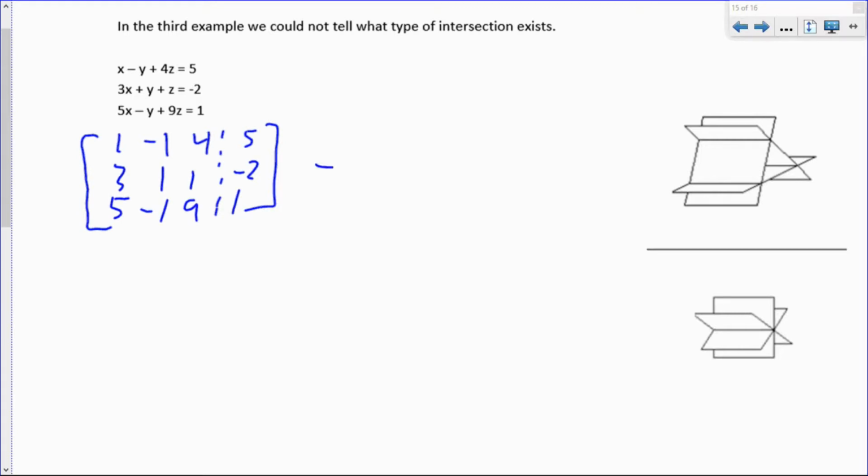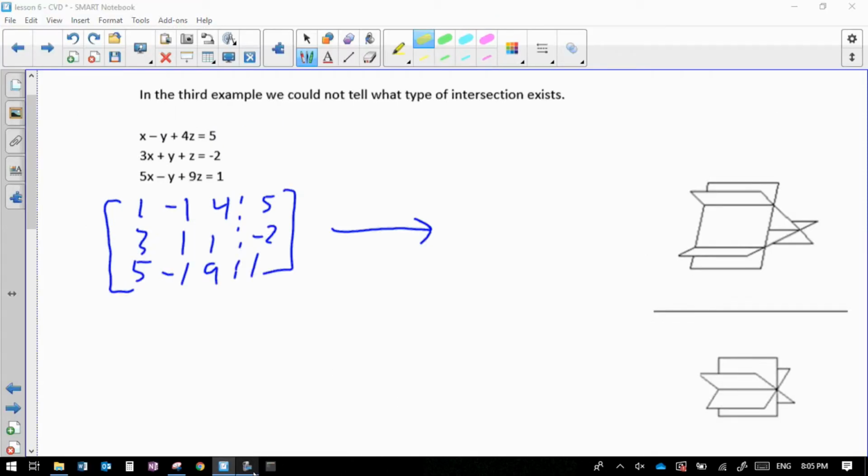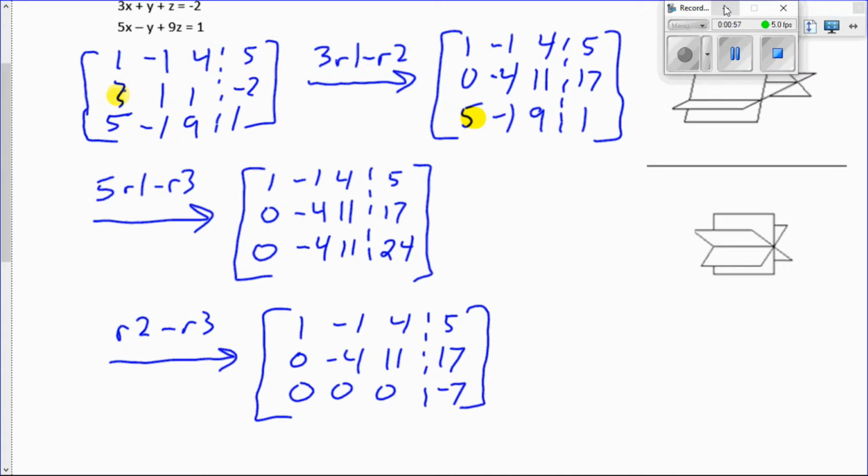So our first goal is to eliminate these three entries right here. So why don't you go ahead and do that, and I'll do it as well, and you can check your answer in a minute. So there are the three row operations, eliminating each of those numbers in order.